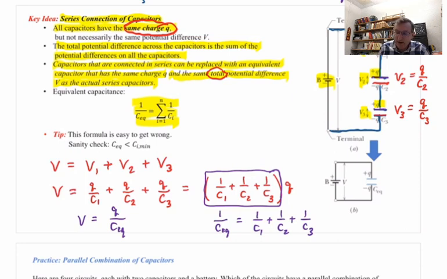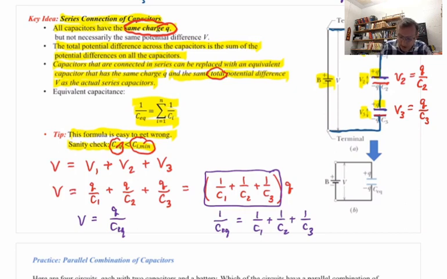Okay, and then we're going to have to practice with that, because here's my first warning on that. It's easy to mess that formula up. And here's the sanity check you can use that will often help you if you've made a mistake. When you calculate C equivalent, the number you get in farads must be smaller than the smallest of the individual C's you had to begin with. And if that's not true, stop. You didn't use this formula correctly.